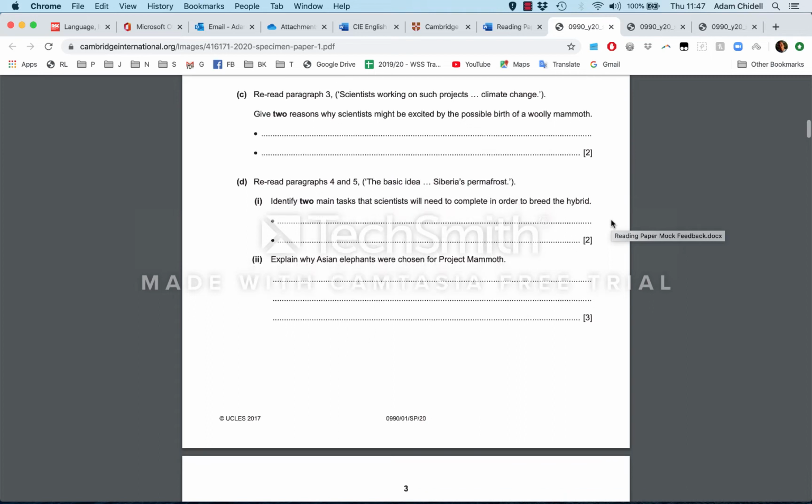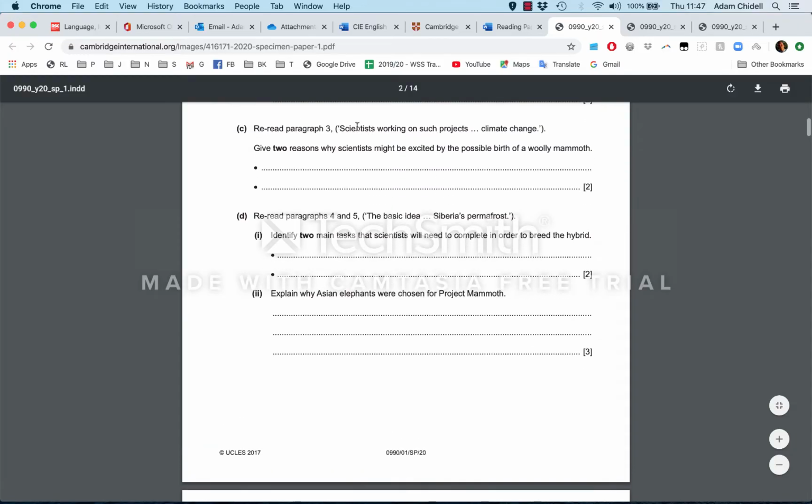Now here it says, reread paragraph 3, and in case you don't feel like counting, it actually guides you towards the first few words of that paragraph. So let's have a look at that.